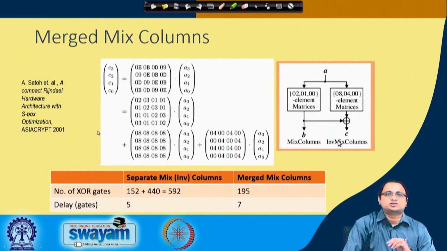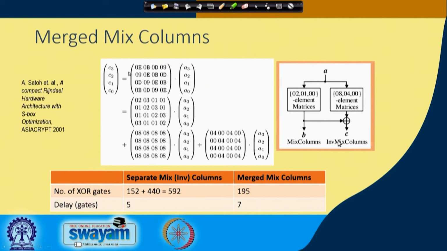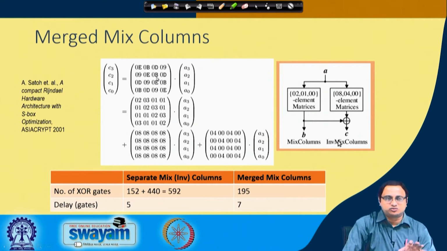There are a couple of interesting approaches which people have proposed. This is an example where you are trying to merge the mixed columns. Note that in inverse mixed columns, the matrix is significantly different from the mixed column matrix. While in the mixed column matrix you had nice operations like 2, 3, 1 and so on, which were easy to implement, in the inverse mixed column you have pretty non-trivial values like E, B, D and 9, which are not easy to implement. So, how can you efficiently implement them, in particular when you already have a mixed column implemented?